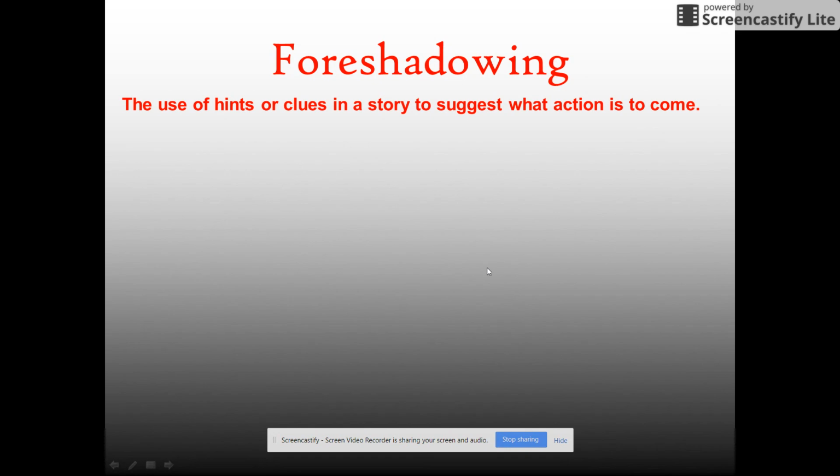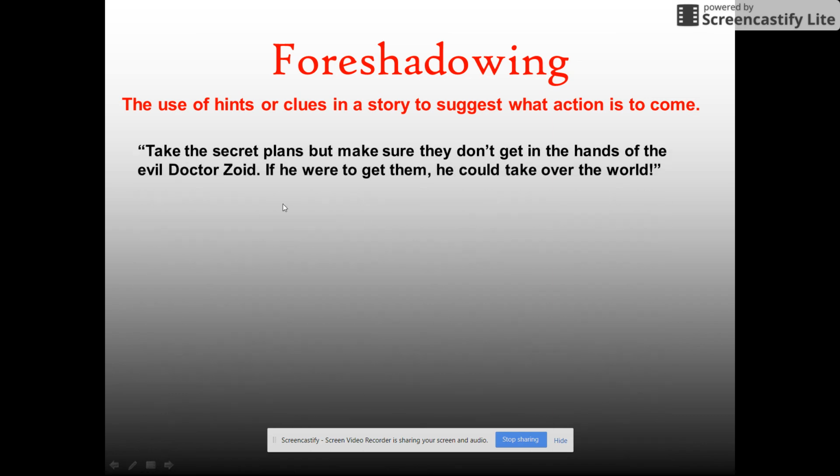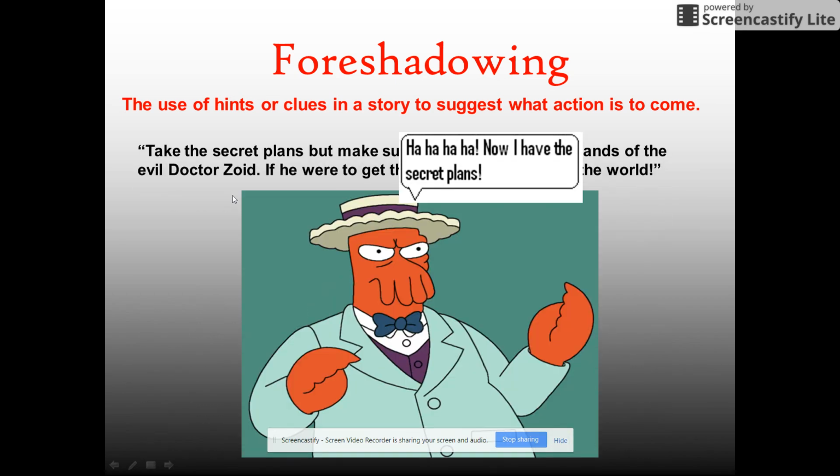And lastly, we're going to talk about foreshadowing. And that's the use of hints or clues in a story to suggest what action is to come. So it says, take the secret plans, but make sure they don't get in the hands of the evil Dr. Zoid. If he were to get them, he could take over the world. So if we heard this, we would probably know that he's going to get the plans and try to take over the world. So these are the terms we'll be specifically applying to the Most Dangerous Game.